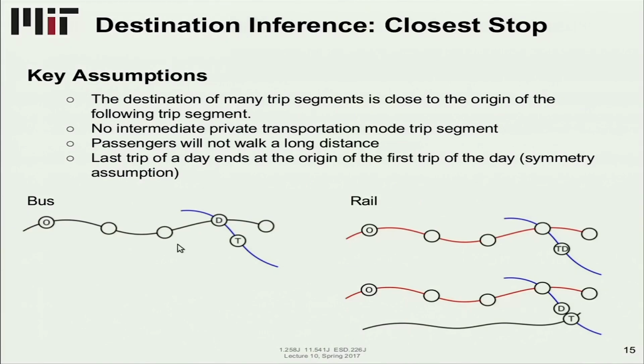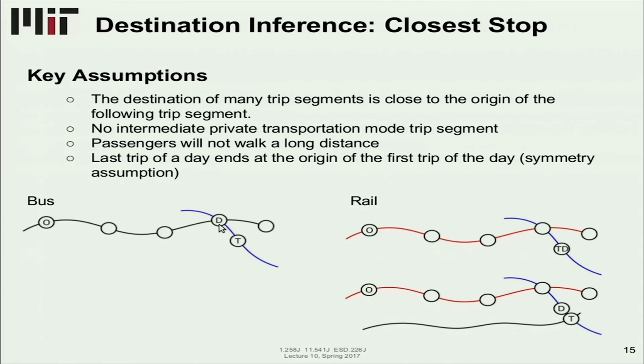If it's a bus system, that's what we show here in blue, right? So we have an origin on this bus line. We want to infer which of the downstream stops is the destination. And then we look at the next trip. And the next trip started at T, the target. And we want to get as close as possible to the target. So we'll say that the destination is D.